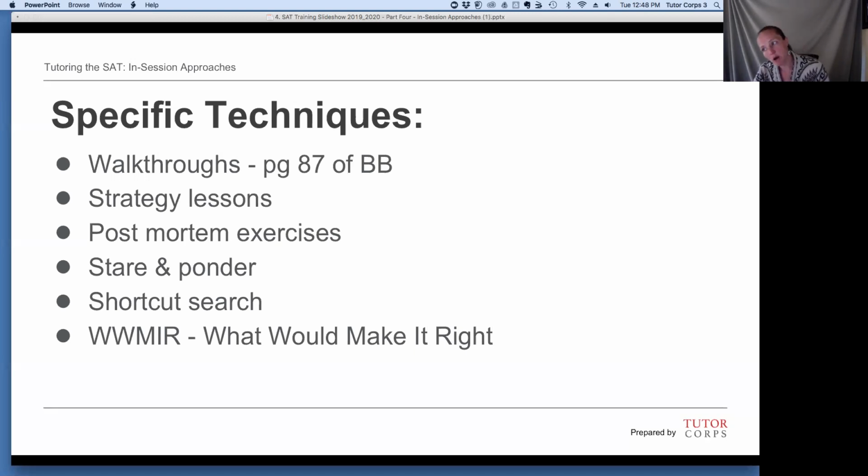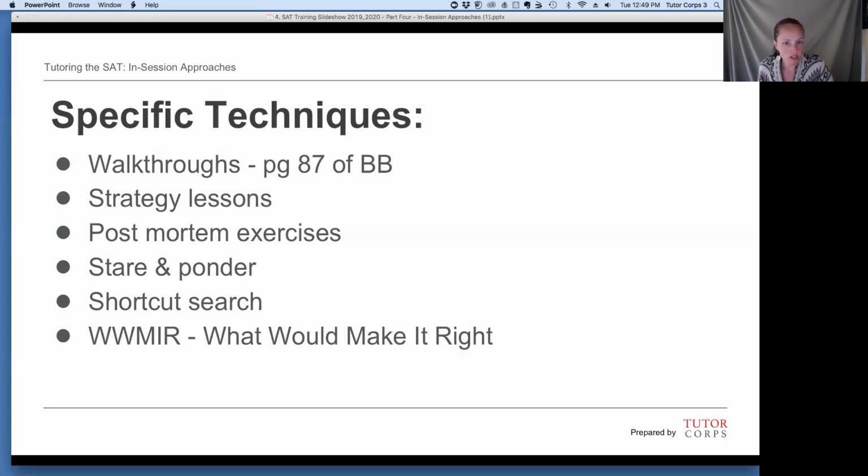The stare and ponder method is essentially a very low-key way of approaching a practice problem by having the student look at it and just try to think through what's going on. Ask them to break down exactly why the question is worded the way it is, why the answer choices are provided, including the incorrect ones, and really try to understand the thinking behind the architecture of the question and answer choices, so that they start to understand in a deeper way why things are framed the way they are and what the limitations of the test are.